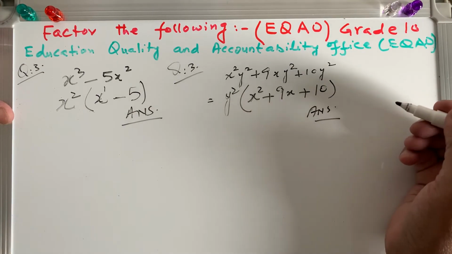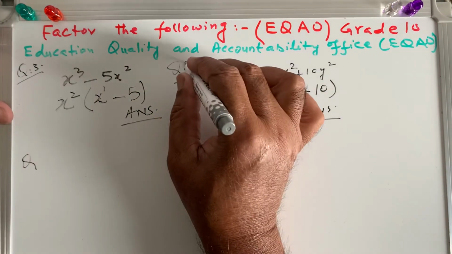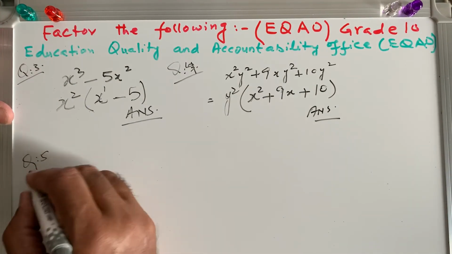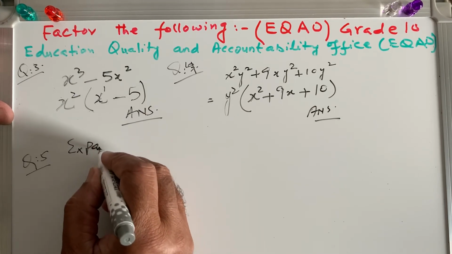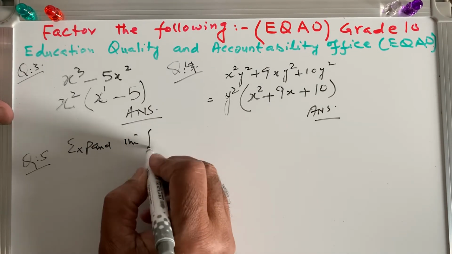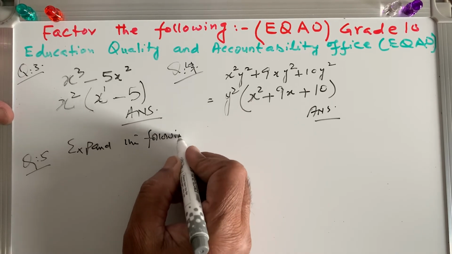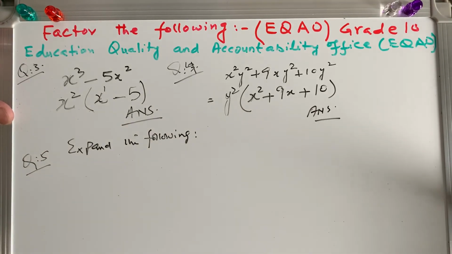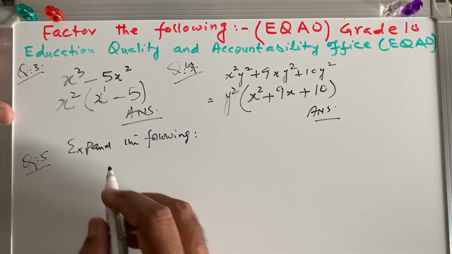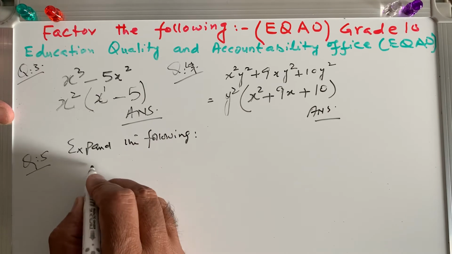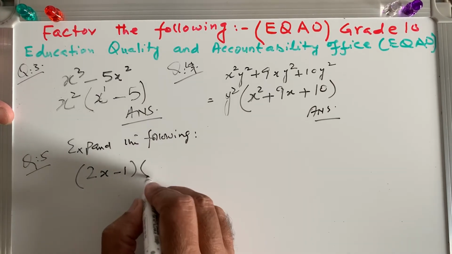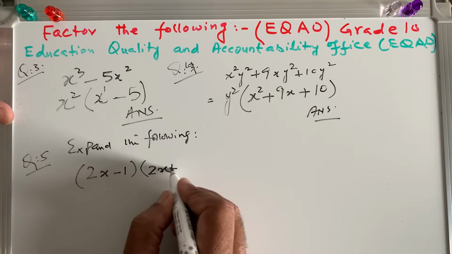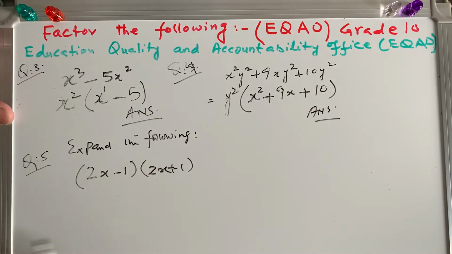So the next question, this was 4 and now 5. Now he's saying expand the following. Such questions start from grade 8, then we do them in 9, 10, and even in 11 grade, we have to make use of factorization or simple expansion of the bracket. For example, the question is 2x minus 1 and 2x plus 1.